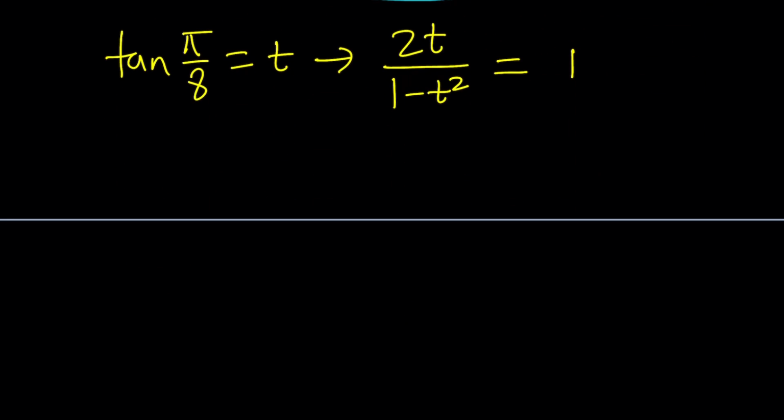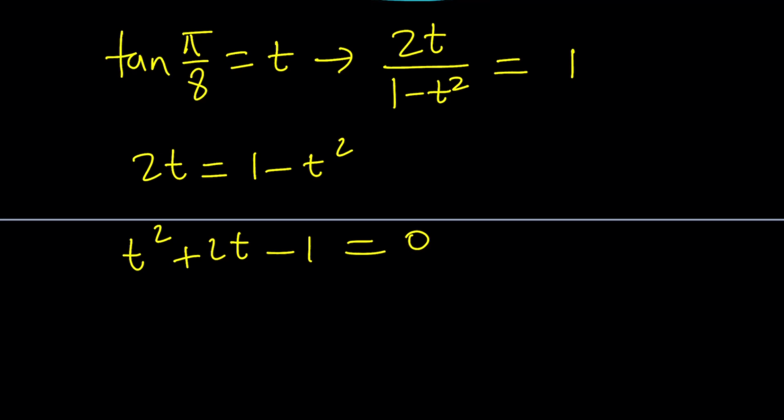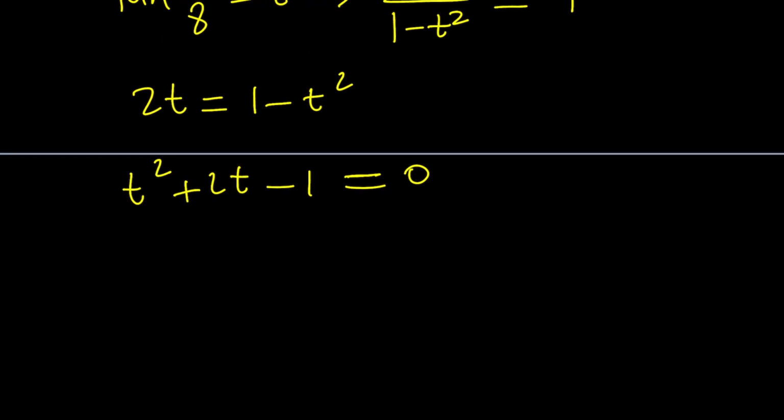Now let's go ahead and cross multiply. 2t equals 1 minus t squared. Let's put everything on the left hand side. T squared plus 2t minus 1 equals 0. This almost looks like a perfect square, but it's not, because the constant is negative. Make sense? Okay, great. Now let's solve this.